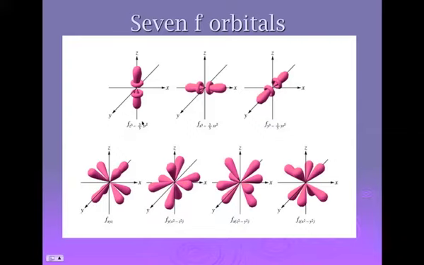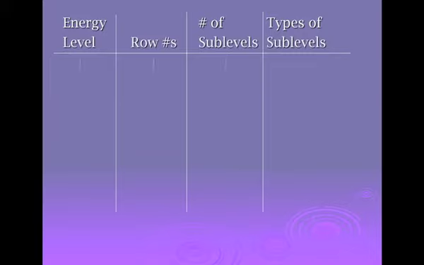The orbital is just a mathematical probability calculation, and so that's why it's got these very algebraic looking terms right here. So, to sum it up, if you are in energy level 1, that corresponds to row 1 on the periodic table. And there's only one sublevel in energy level 1, and that's an S.